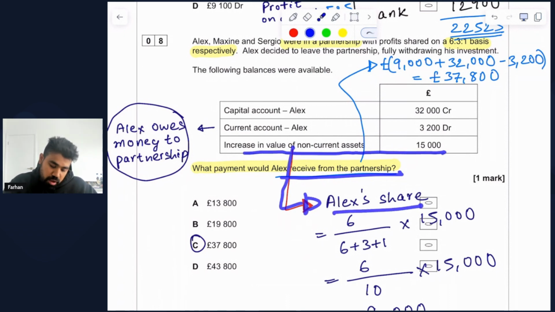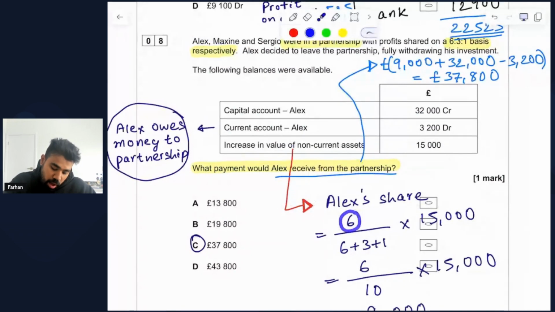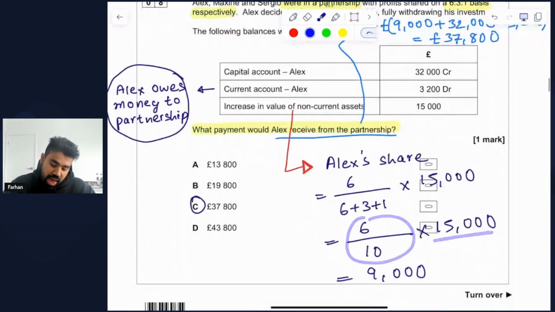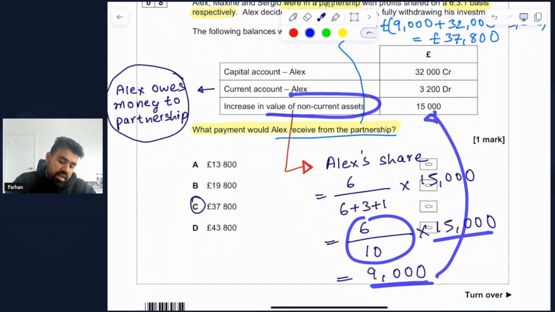So Alex's share. So what is Alex's proportion of the profit distribution? You can see it's 6 to 3 to 1. So Alex gets 6, if that makes sense. So Alex's share is 6 out of the total of 6 plus 3 plus 1, which combines all three partners, which gives us 6 over 10. In other words, Alex gets 60% of the increase in value of the non-current assets of 15,000. So we do 6 over 10 multiplied by 15,000, and Alex gets a share of 9,000 pounds from the increase in the value of the non-current assets.